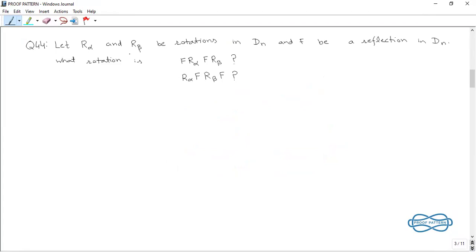Let R alpha and R beta be rotations in the dihedral group Dn. R alpha means the rotation with the angle alpha and R beta means the rotation with the angle beta. And F is the reflection in the dihedral group Dn. What rotation is F R alpha F R beta and R alpha F R beta F? It means we have to find what kind of rotation these are, by which angle. Okay.